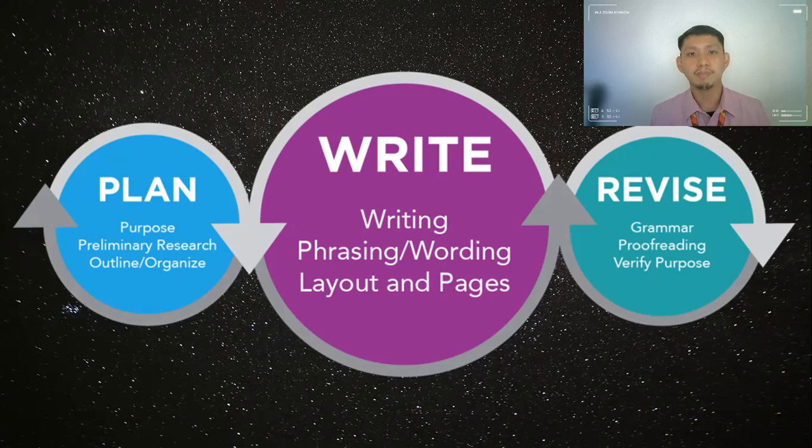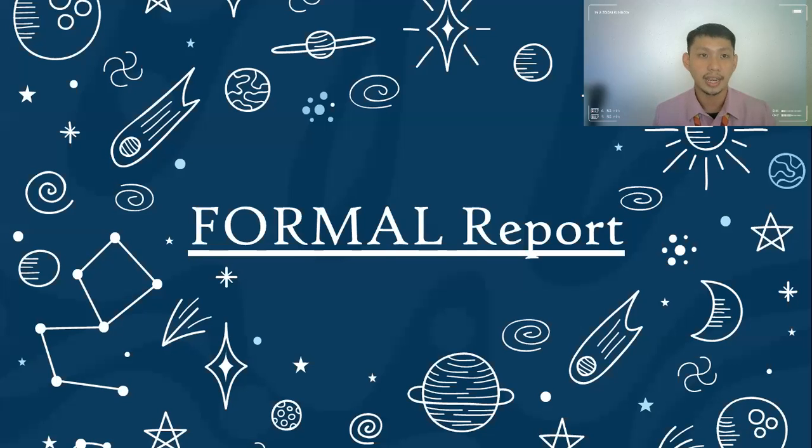Third, that output, assuming that you are finished, is basically just a draft because you still have to revise it. You still need to proofread the report itself. You need to check the grammar and you need to verify if the purpose was attained. So this is the process that we have to keep in mind when we are going to write a report paper or any thesis paper.